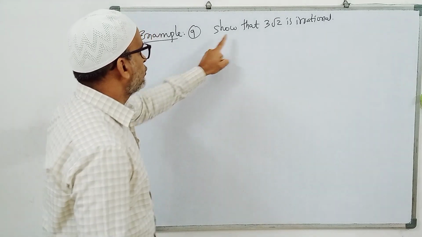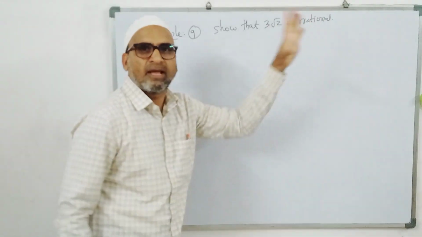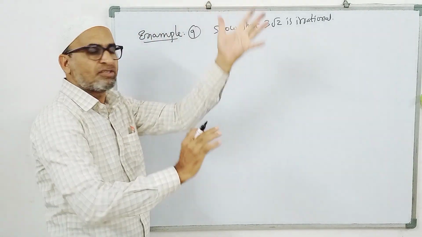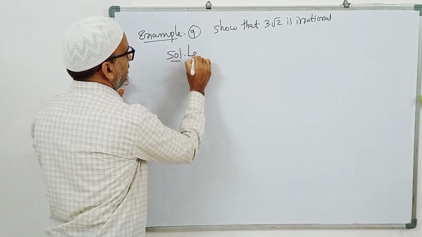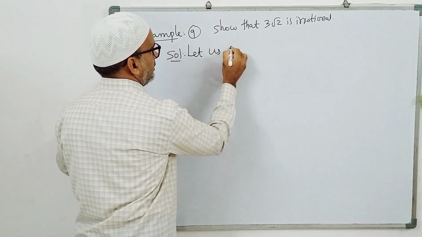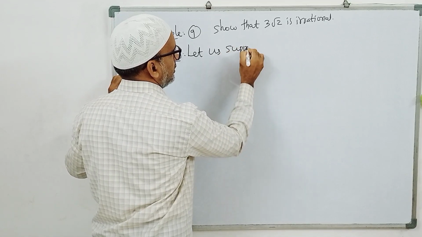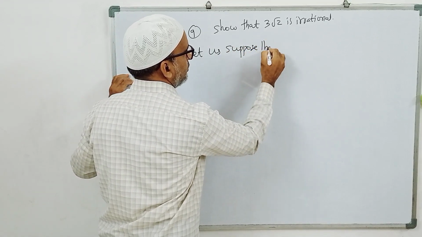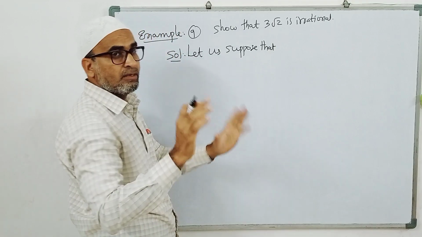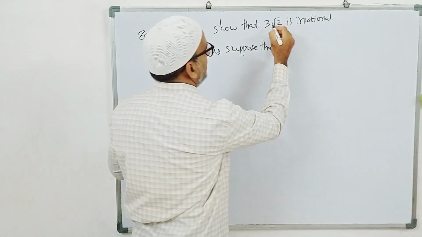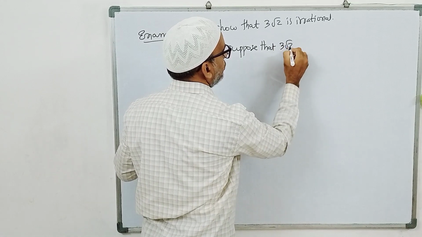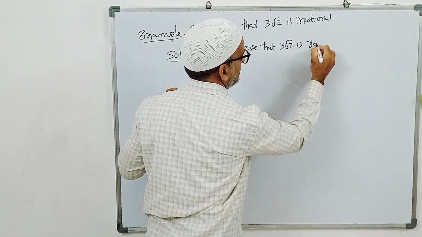Example number 9, show that 3 root 2 is irrational. We have to take the contradiction of that one. Solution. Let us suppose that, what is supposition? Contradiction. Here irrational means we should take rational. Let us suppose that 3 root 2 is rational.